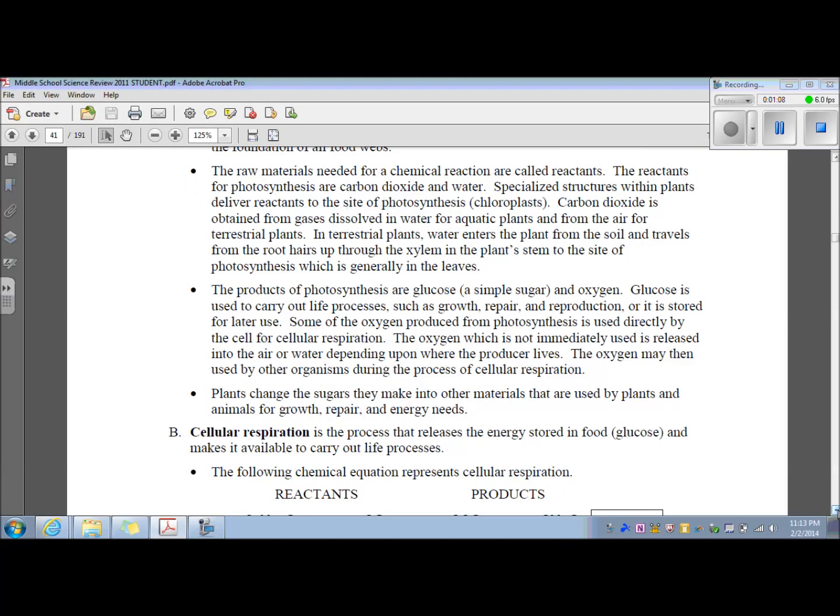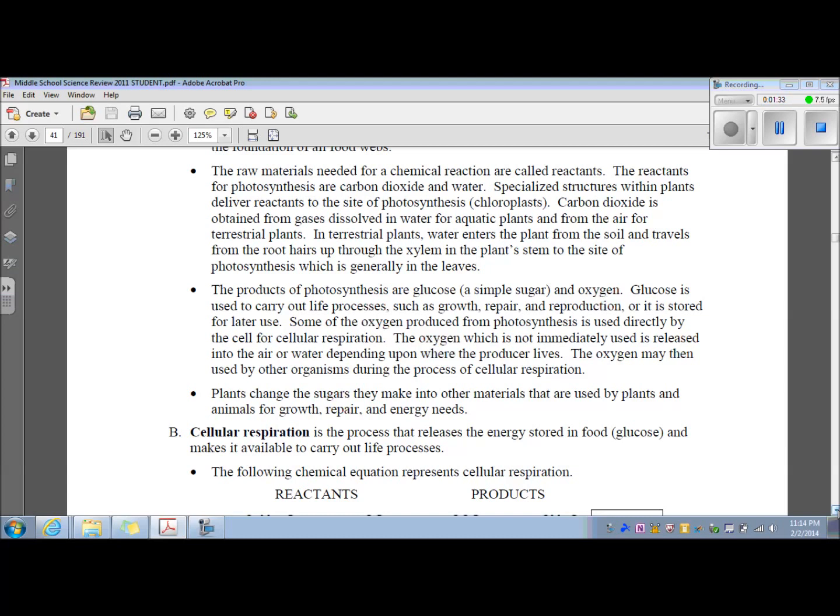The raw materials needed for a chemical reaction are called reactants. The reactants for photosynthesis are carbon dioxide and water. Specialized structures within plants deliver reactants to the site of photosynthesis. Carbon dioxide is obtained from gases dissolved in water for aquatic plants and from the air for terrestrial plants.